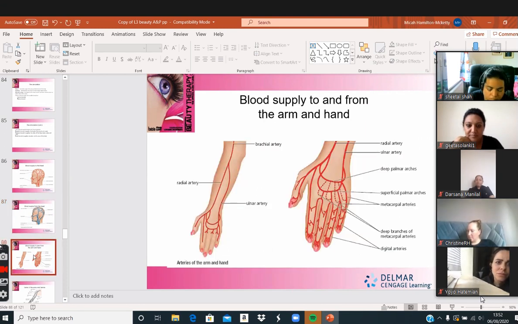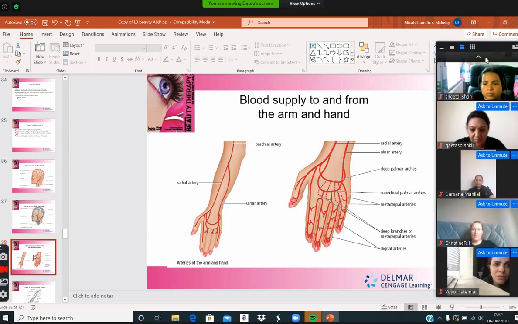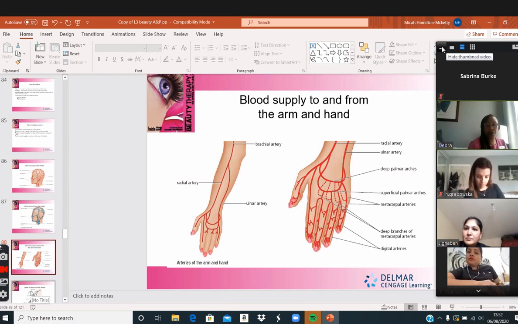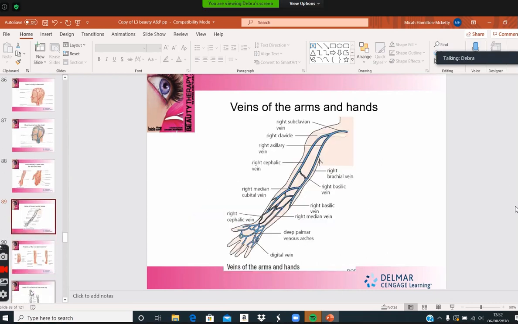Right. Also, it shows the blood supply to and from the hand. Okay? Which we do need to know. We did cover it very briefly. The veins of the hands and arms, guys, to just know where they are, be aware. That's a lovely blue colour. So I think we've got what kind of blood? Oxygenated blood.